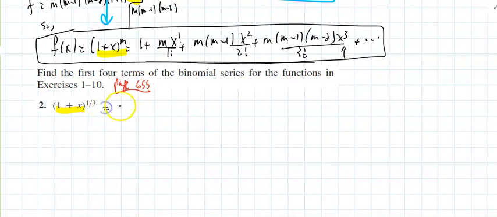So wouldn't you say this is 1 plus m? Now, do you know what m is? And isn't x just x? M times x to the 1 over 1 factorial plus m. What's m minus 1?